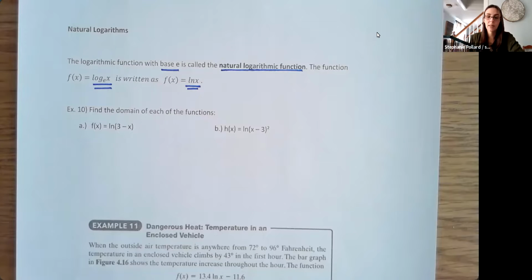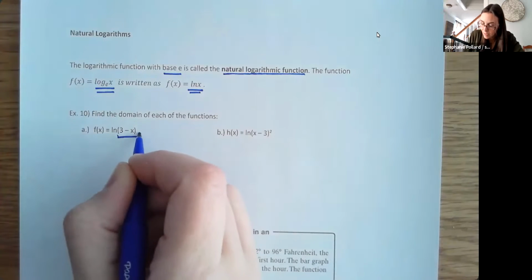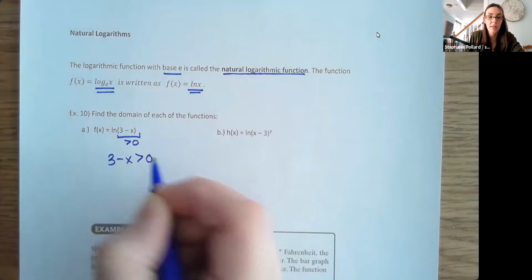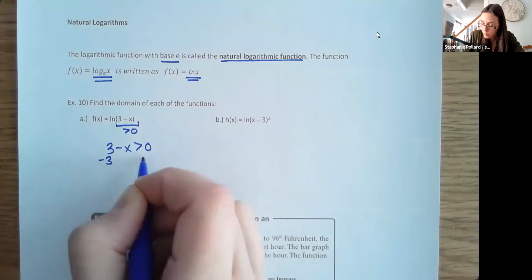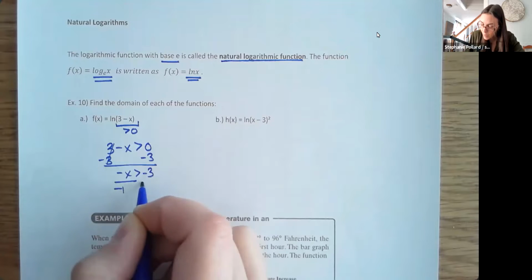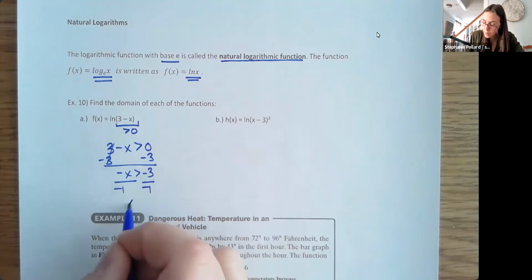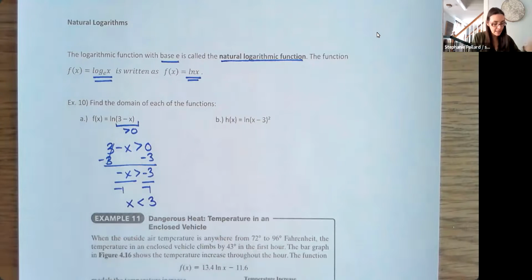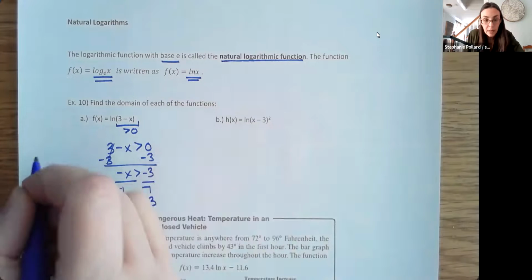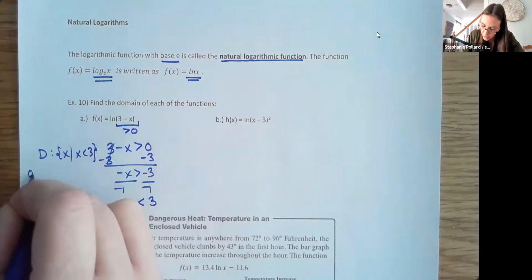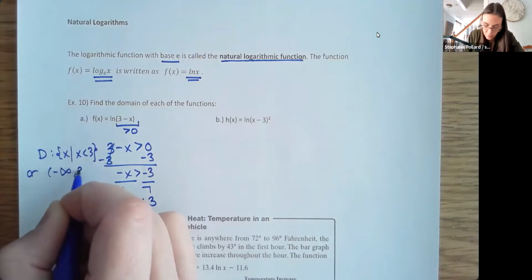The idea of domain still works the same way though. You need to make sure that this is greater than 0. So I take 3 minus x, I set it greater than 0 and I solve. This is just a linear problem, so I'm going to solve by subtracting 3 from both sides. I do have to divide by -1. Remember that when you divide an inequality by a negative, you have to flip that sign. So we have x is less than 3 here. So for our domain, all x such that x is less than 3, or in interval notation from -infinity up to 3 here.